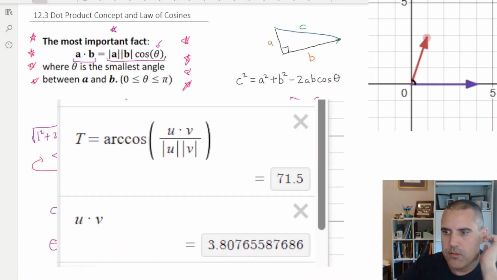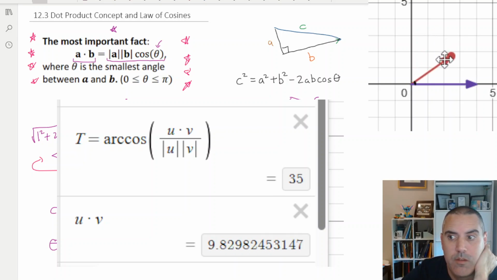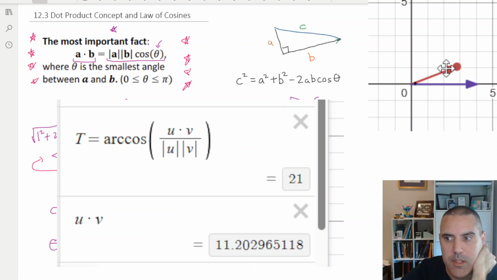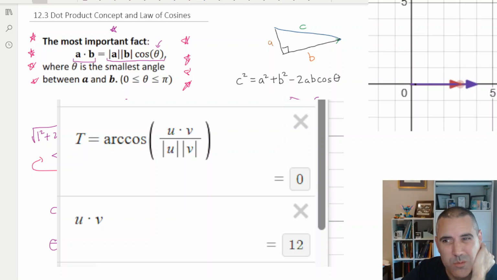Okay, so I have two vectors, u and v here. We're going to do their dot product. Right now it's positive, it's 3.8. Let's see what happens when I point the vectors the same way. The angle between them is 21 degrees, 8 degrees, 0 degrees. Ooh, we get 12.